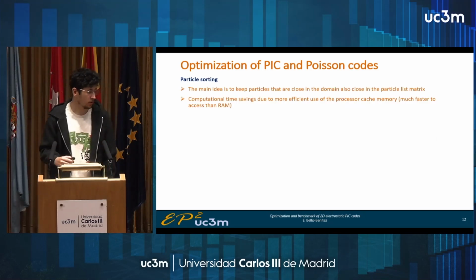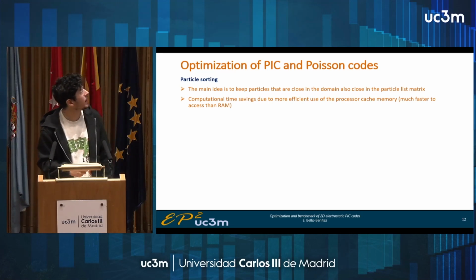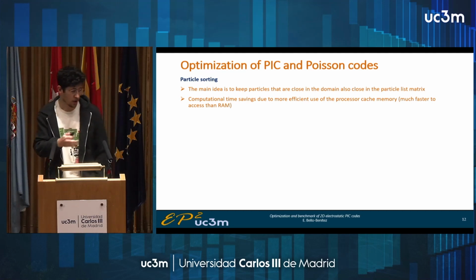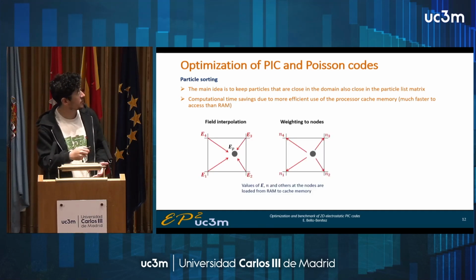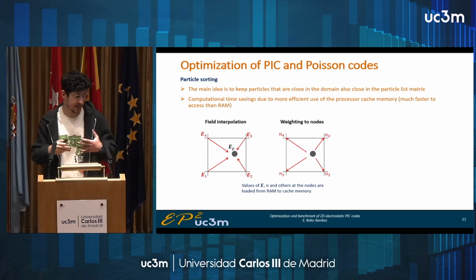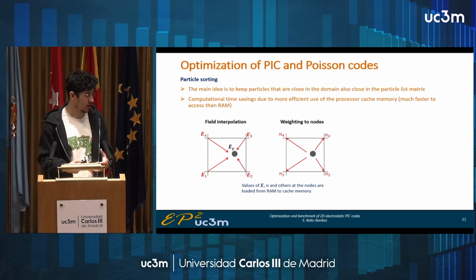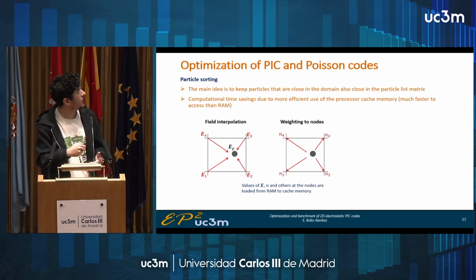Then we have what we call particle sorting, and this has to do with cache memory management. The main idea behind particle sorting is that those particles that are close in the domain are also close in the particle list, in the matrix. Why? Because in that case, we can have some computational savings due to a more efficient use of the cache memory. Why is that? Because for each of these particles, as I told you, we have to interpolate fields, we have to update the contribution of the particle to the nodes. And for that, what we need is the information in the surrounding nodes of the particle. All those values have to be loaded from the RAM memory to the cache memory.